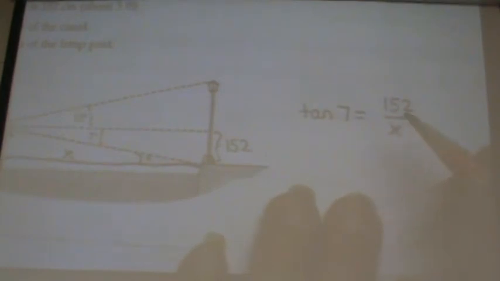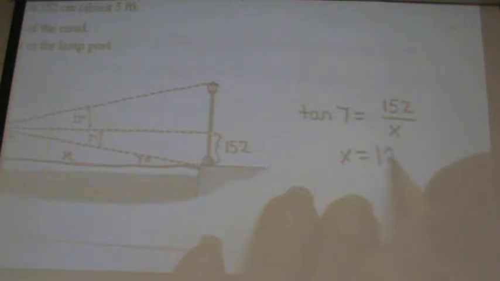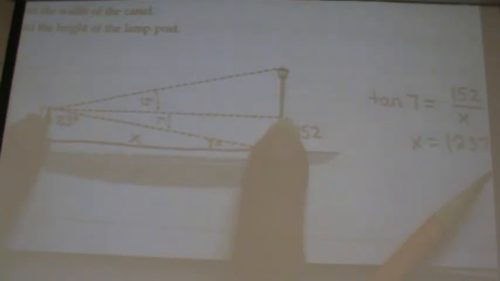How do you find X? 152 divided by tangent of 7, and you get 1,237.95. So the canal is 1,237.95 centimeters. Here to here is 1,237.95 centimeters. So now we're trying to figure out this height right here. So we know this is 152, and we know from here to here is 1,237.95. So we are missing this height right here.